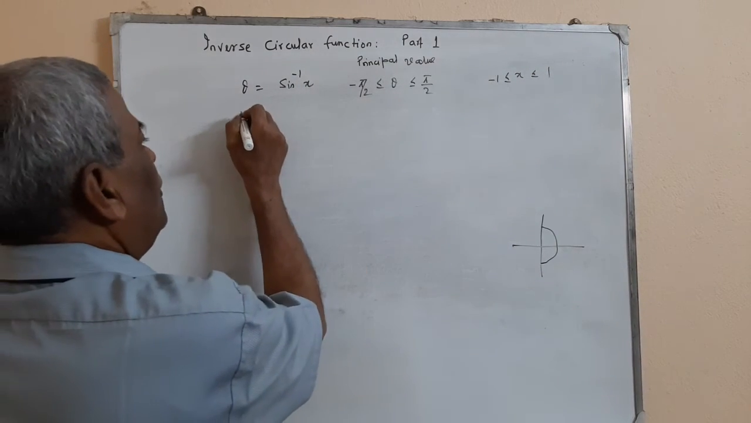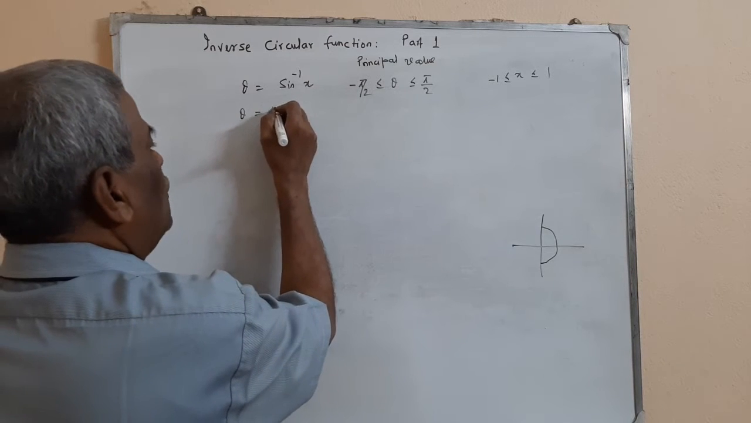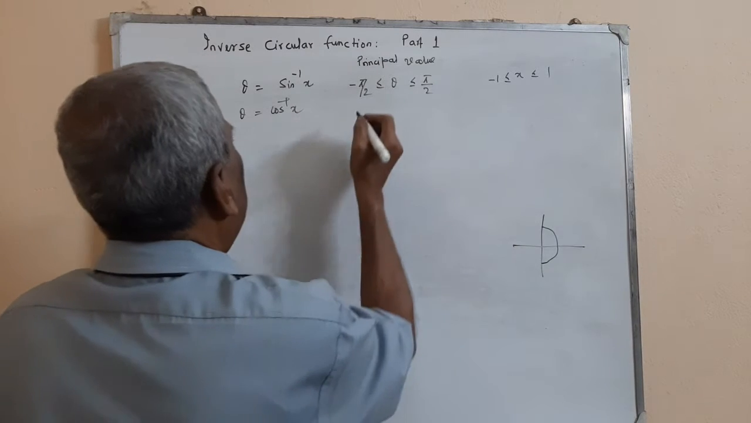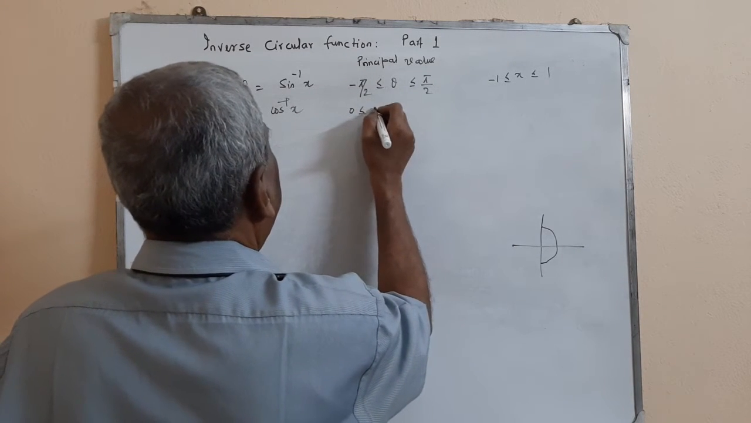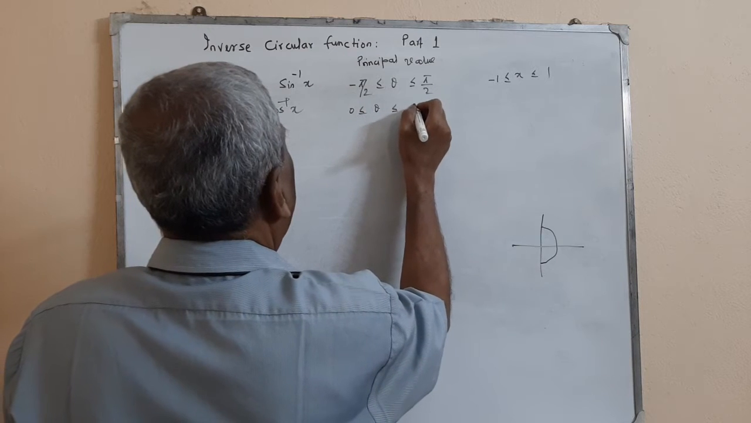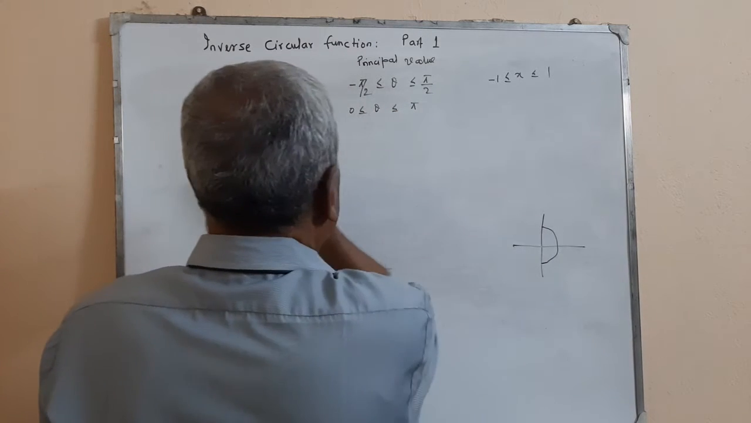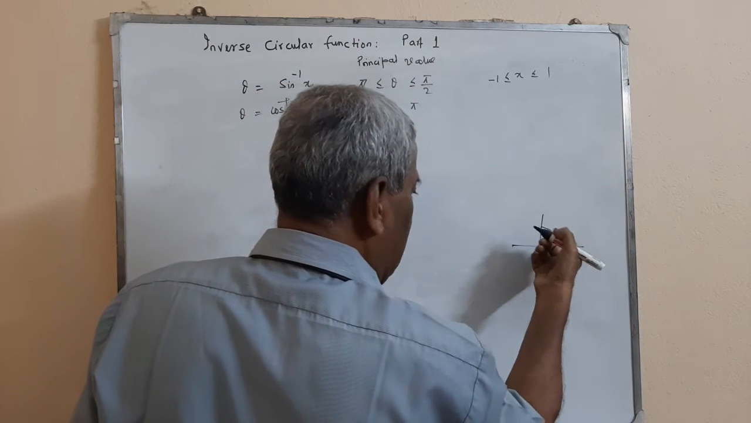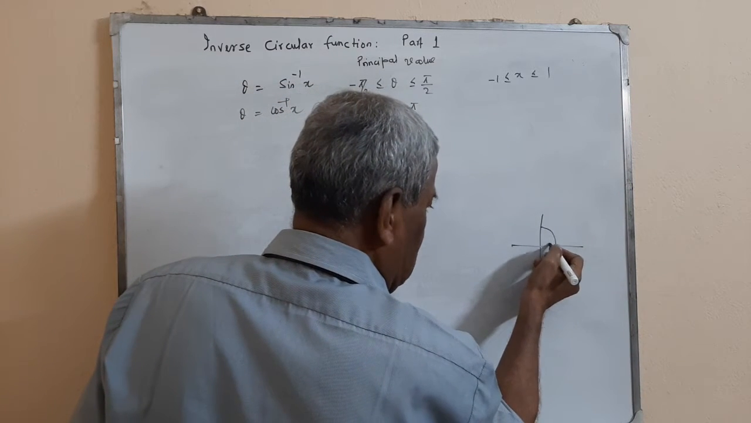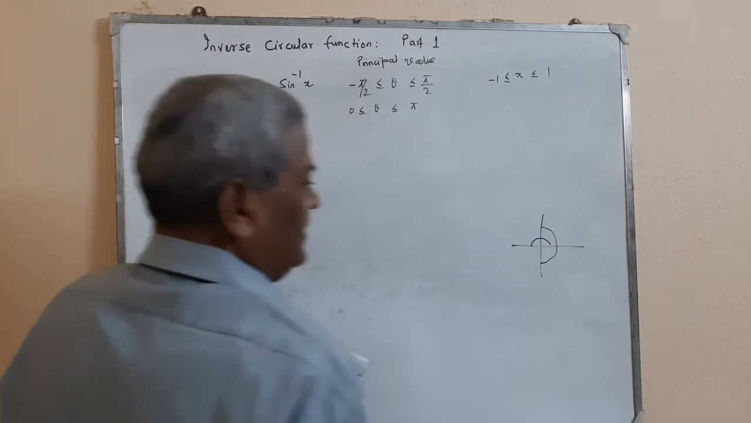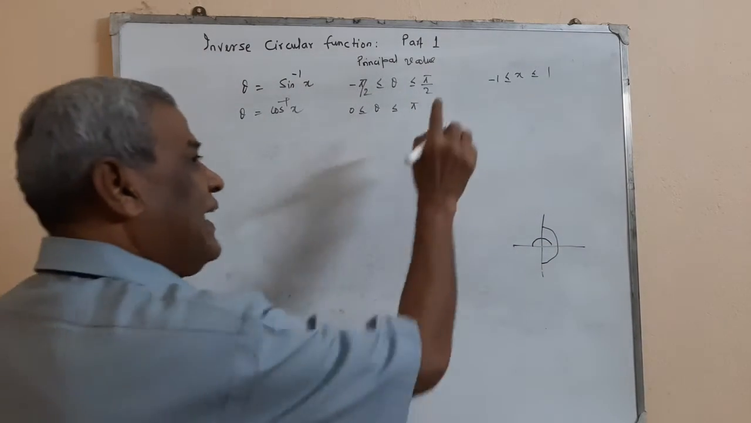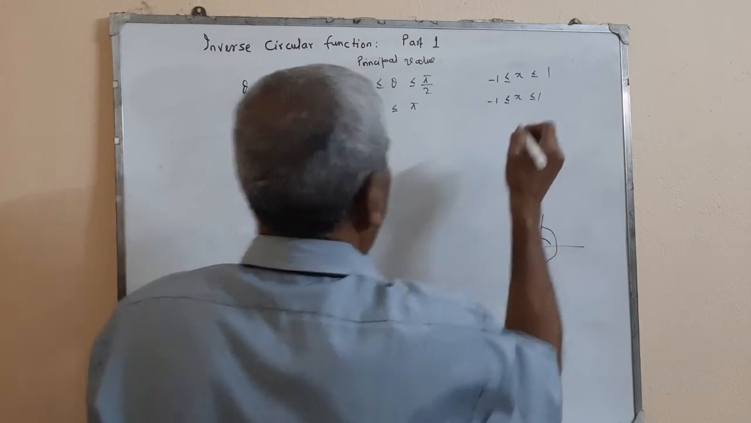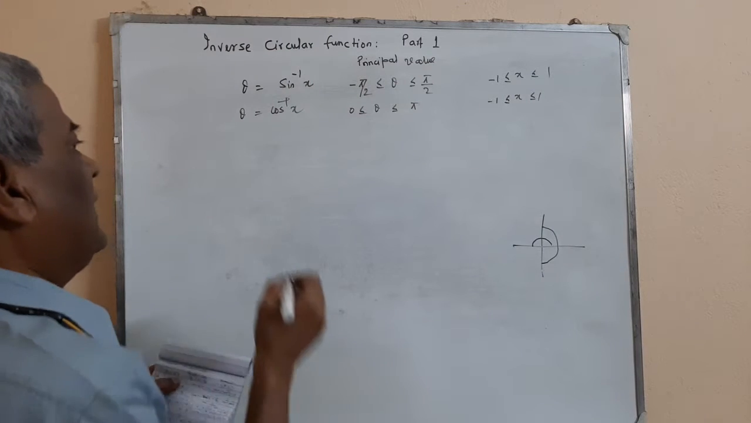Similarly, for theta is equal to cos inverse x, its principal value lies between 0 and pi, that is, from the first quadrant to the second quadrant. This is that. And the domain of x is minus 1 to plus 1.